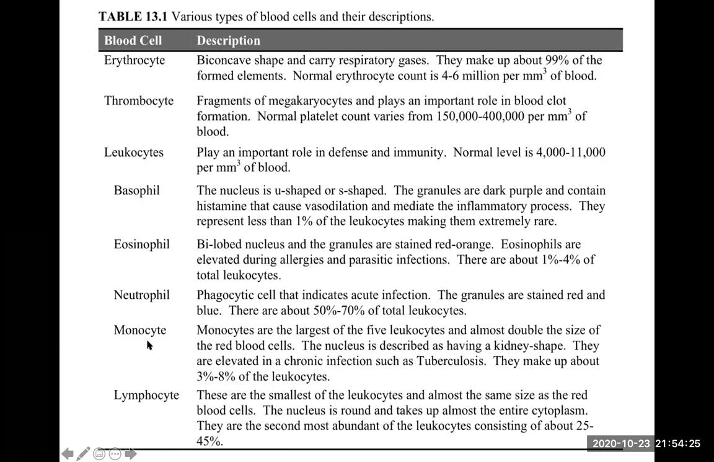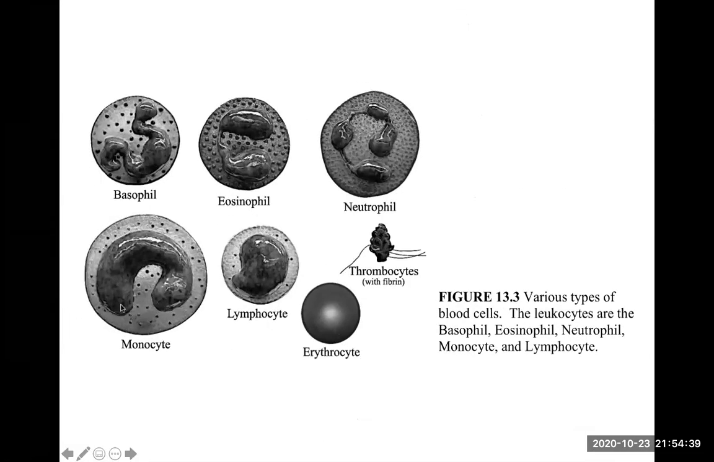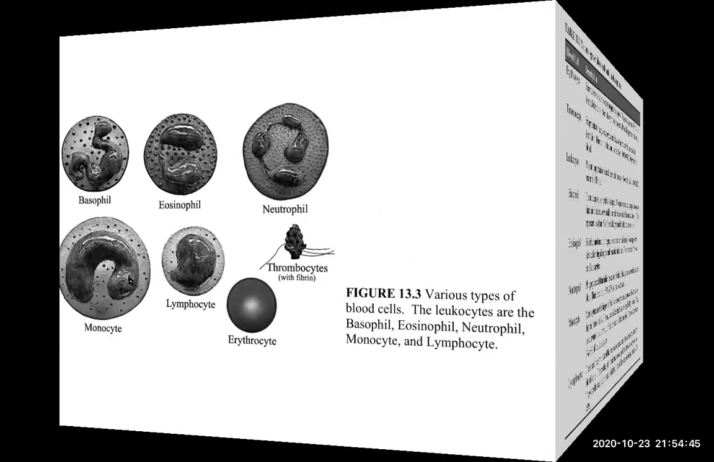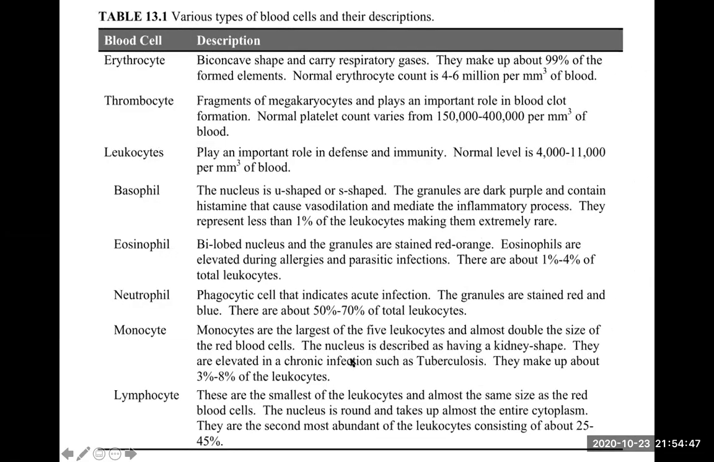The monocytes, so then we get to the agranulocytes. The monocytes and lymphocytes do not have granules. The monocytes are the largest of the 5 leukocytes. They're almost double the size of the red blood cells. The characteristic of a monocyte is that the nucleus is shaped like a kidney or curved like that. So there you have a monocyte. They are elevated in chronic infections like TB, or tuberculosis.